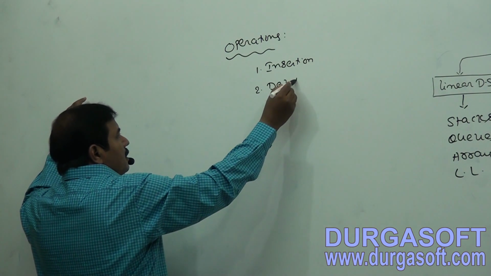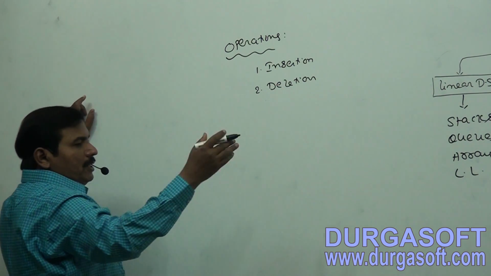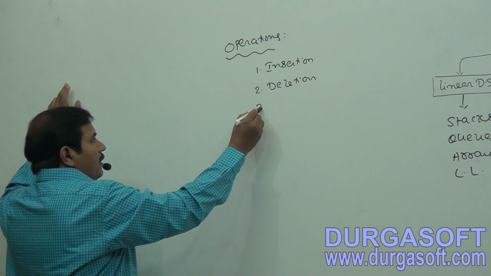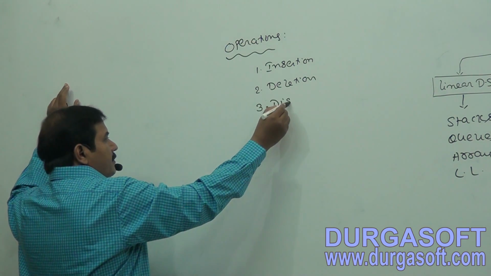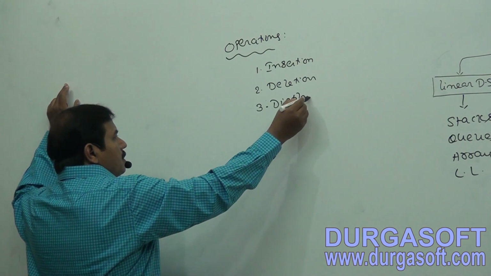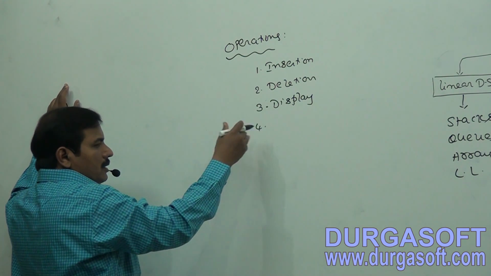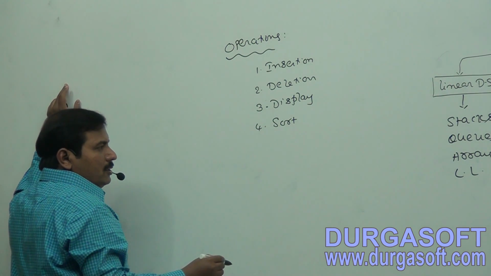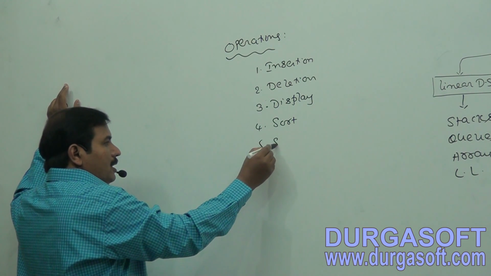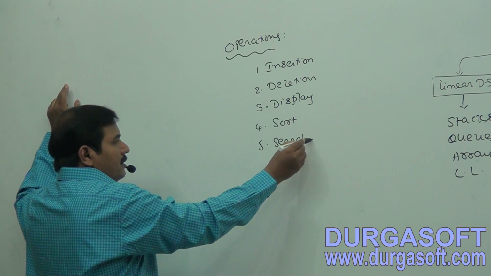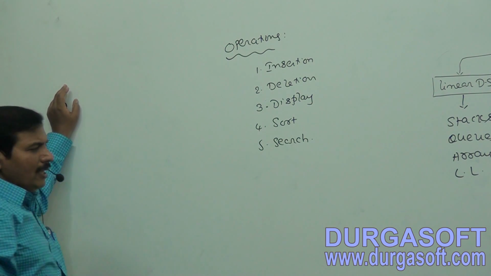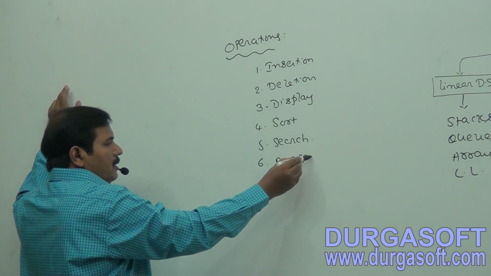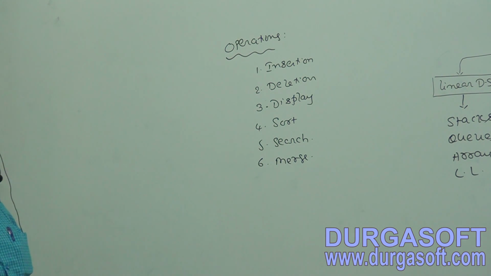Another important operation very frequently performed on different data structures is deletion, and display, which we can also call traversal. Moreover, another important operation is sorting. Another important operation is searching. These are the various operations we are going to perform on different kinds of data structures. Right?